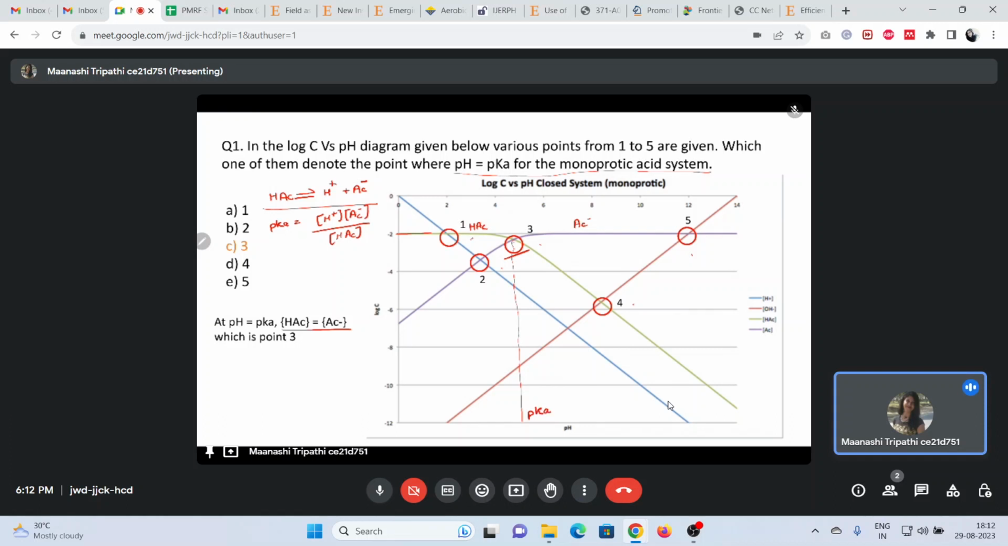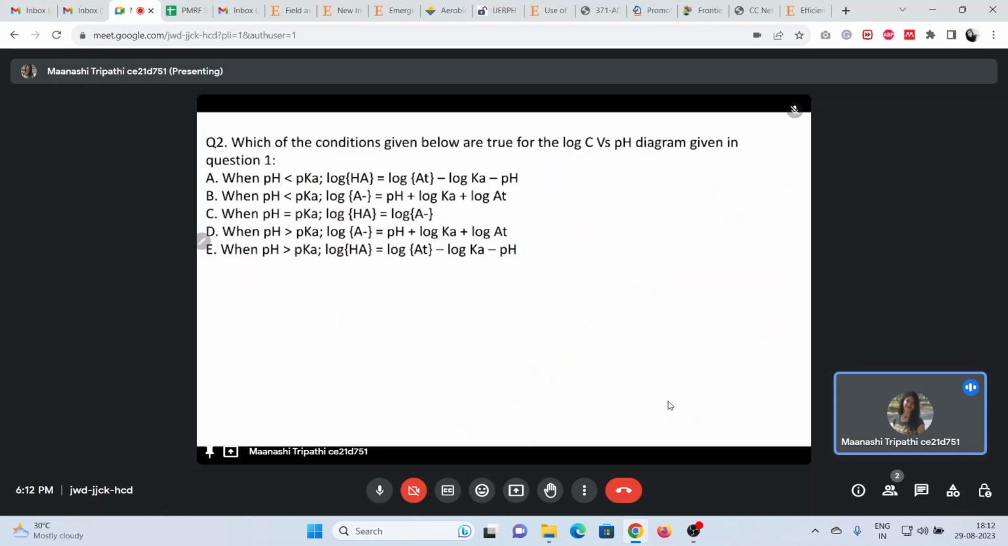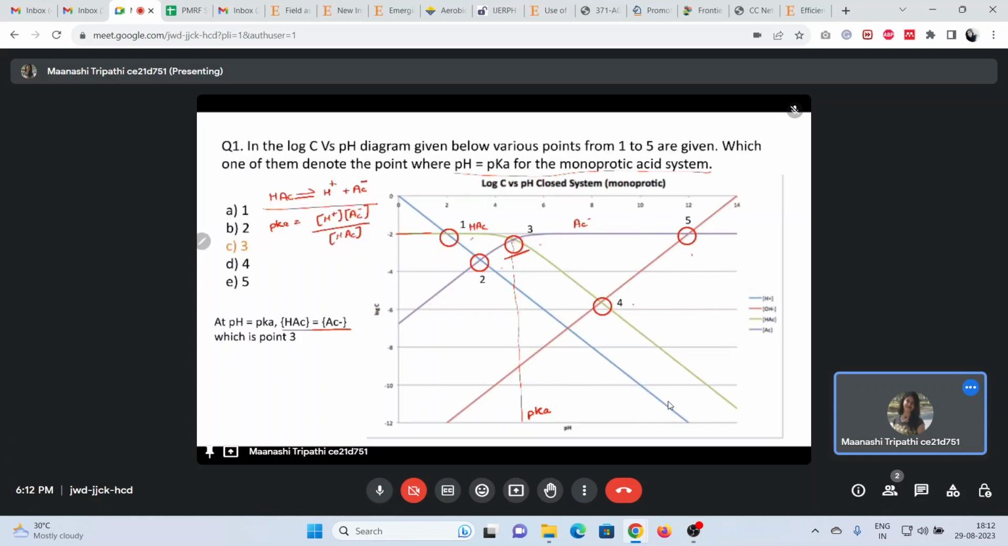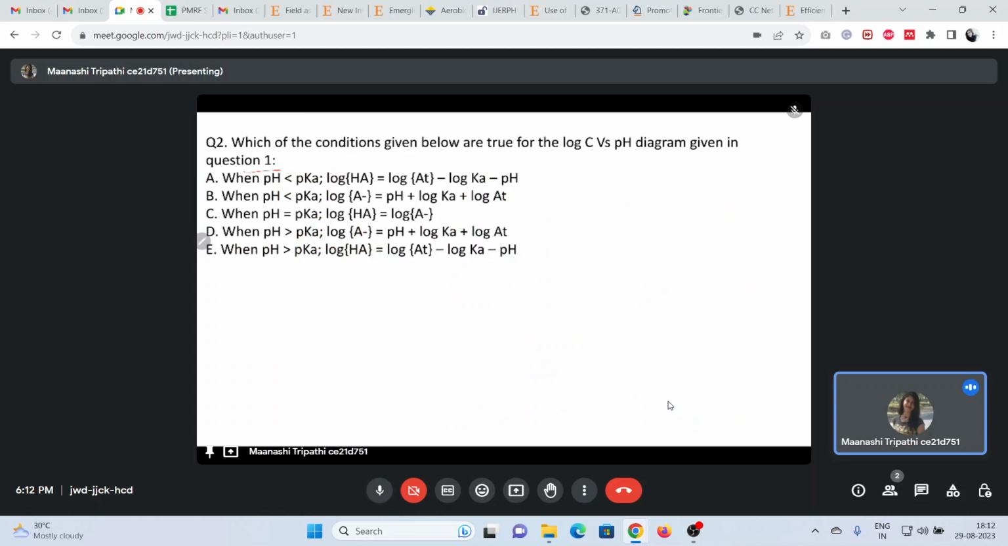We'll move towards the next question. Which of the following conditions given below are true for the log C versus pH diagram given in question number 1? You have seen the diagram in question number 1. When pH is less than pKa, log HA is equal to log AT minus log Ka minus pH. All these things are from the diagram in this question. Please take a picture or a screenshot of this question so that it can help you solve question number 2. I hope you have taken the screenshots. This is question number 2. Please try to solve this question.